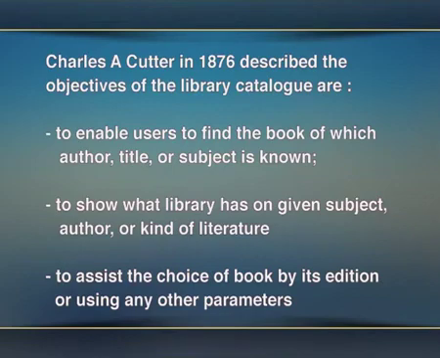Charles A. Cutter in 1876 described the objective of a library catalog as to enable users to find a book of which the author, title or subject is known. It means users should be able to find the document using various descriptors, whether it is author, title or subject, and the catalog should show what the library has on a given subject, author or kind of literature. Apart from that, Cutter also says that the catalog's objective is to assist the choice of a book by its editions or using any other parameter.